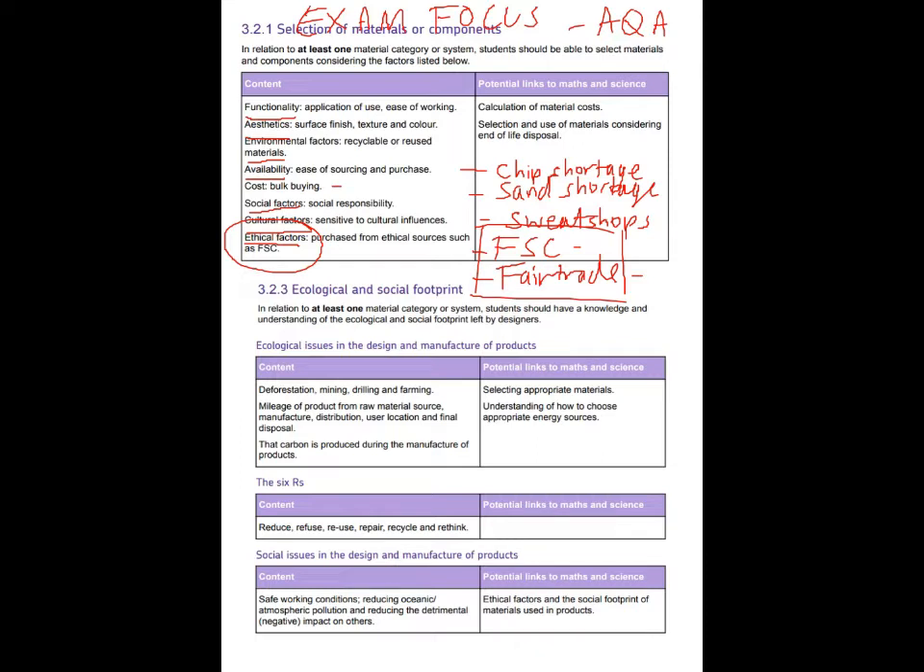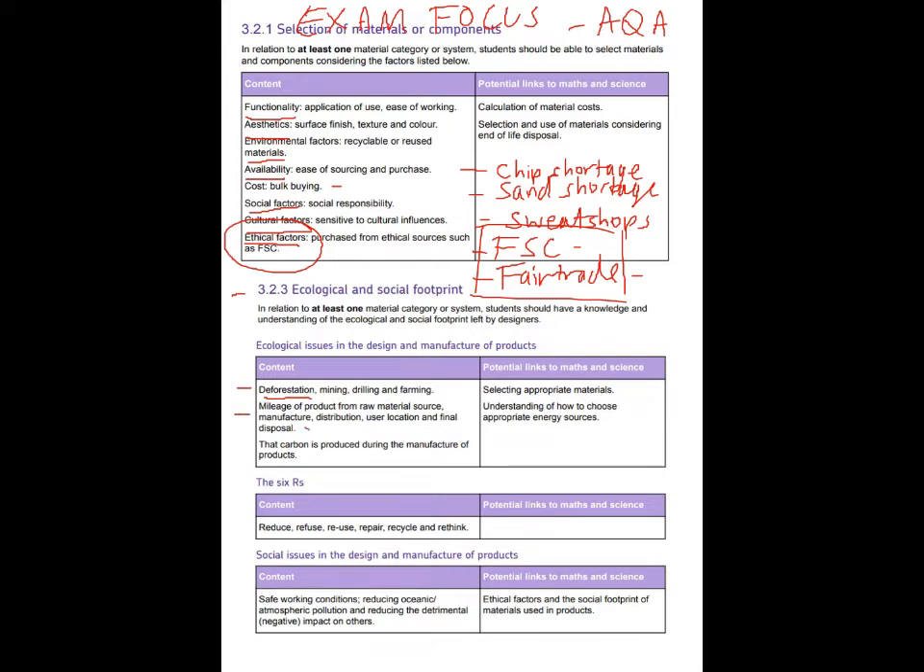Some of the other focuses, we've got ecological and social footprint. These I think are relatively straightforward. You know what deforestation is, and mining and drilling and farming. You can definitely give some examples of why these things would be damaging to the environment. The mileage of a product from its raw material source.